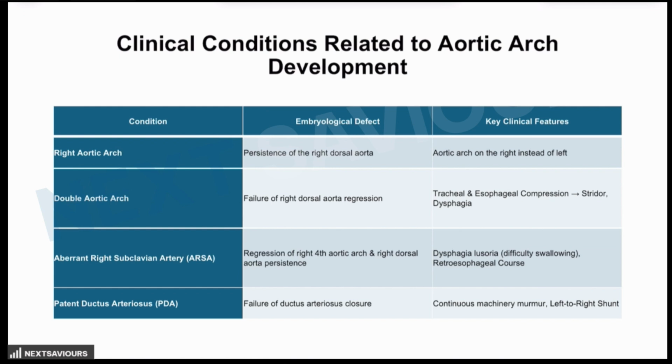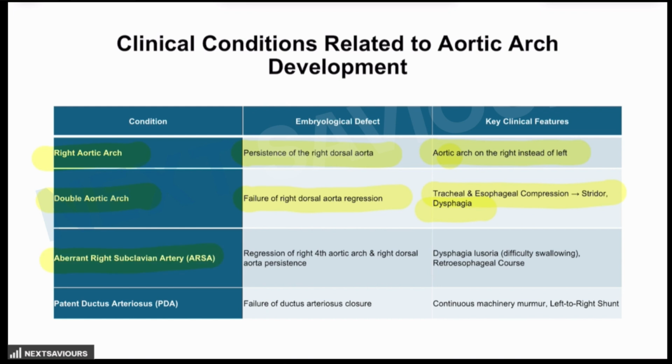So first one is the presence of the right aortic arch. This right aortic arch presence is because of the persistence of the right dorsal aorta. And the key clinical feature which would be provided to you in the question is the aortic arch on the right side instead of the left. Another one is double aortic arch, which is because of the failure of the right dorsal aorta regression. And this is identified as tracheal and esophageal compression in the form of stridor or dysphagia.